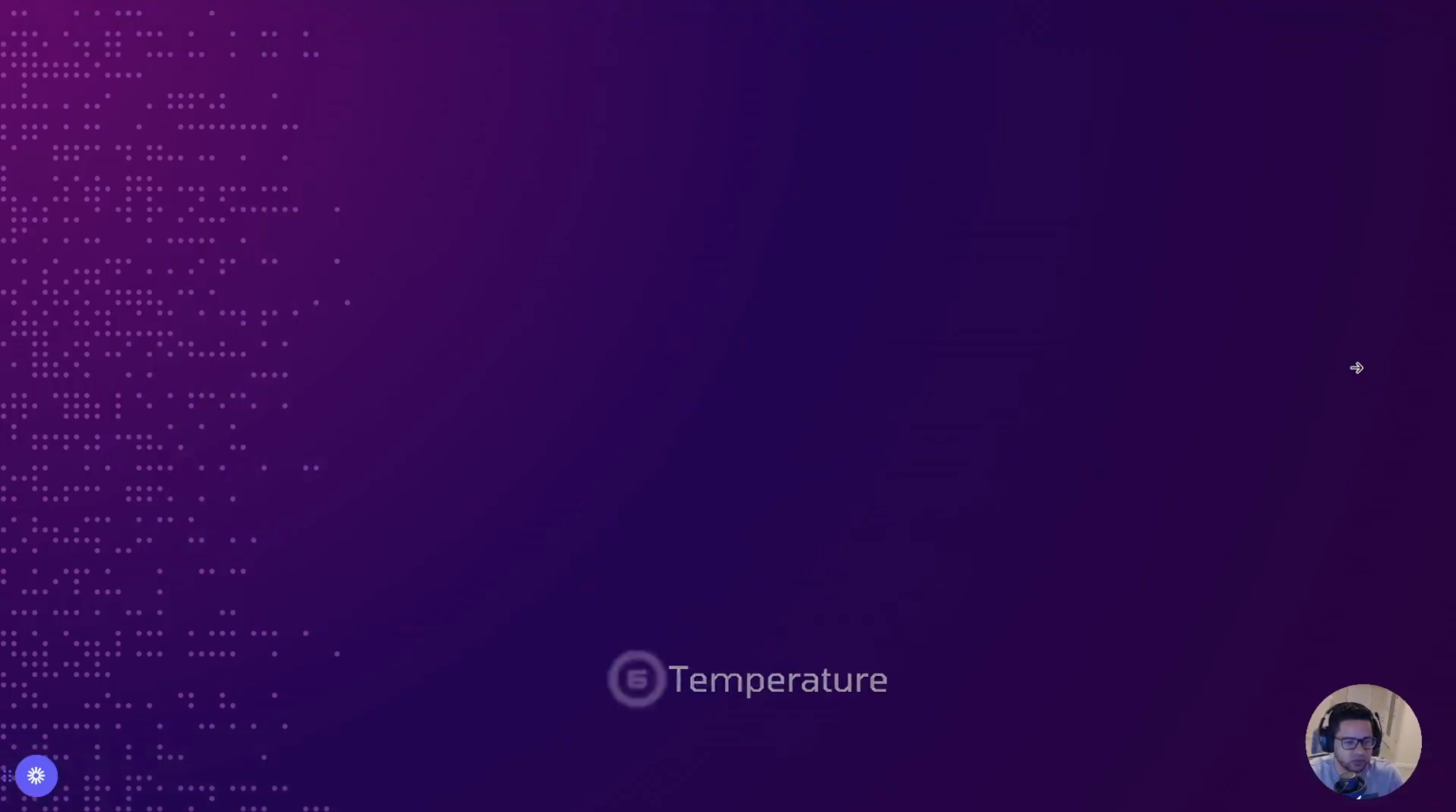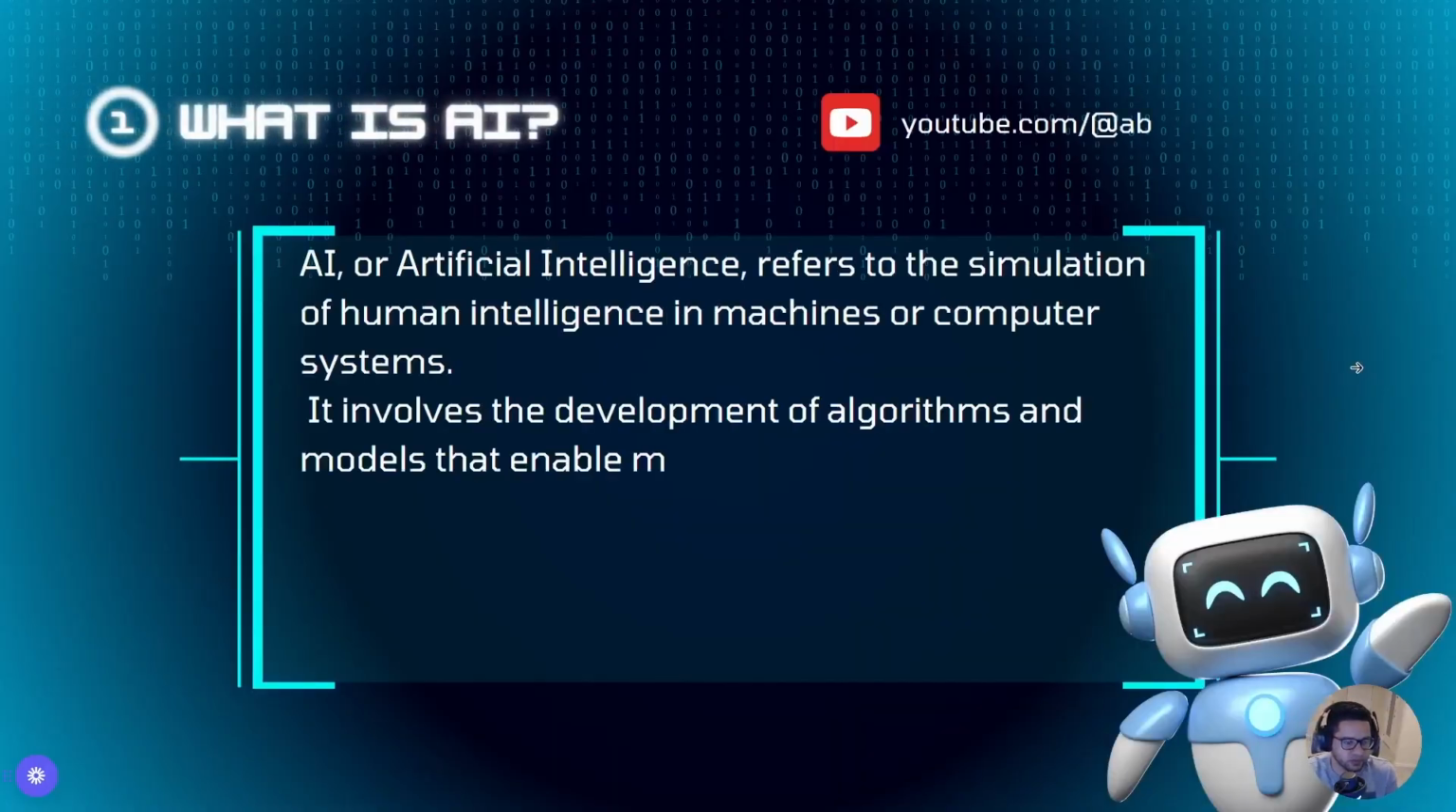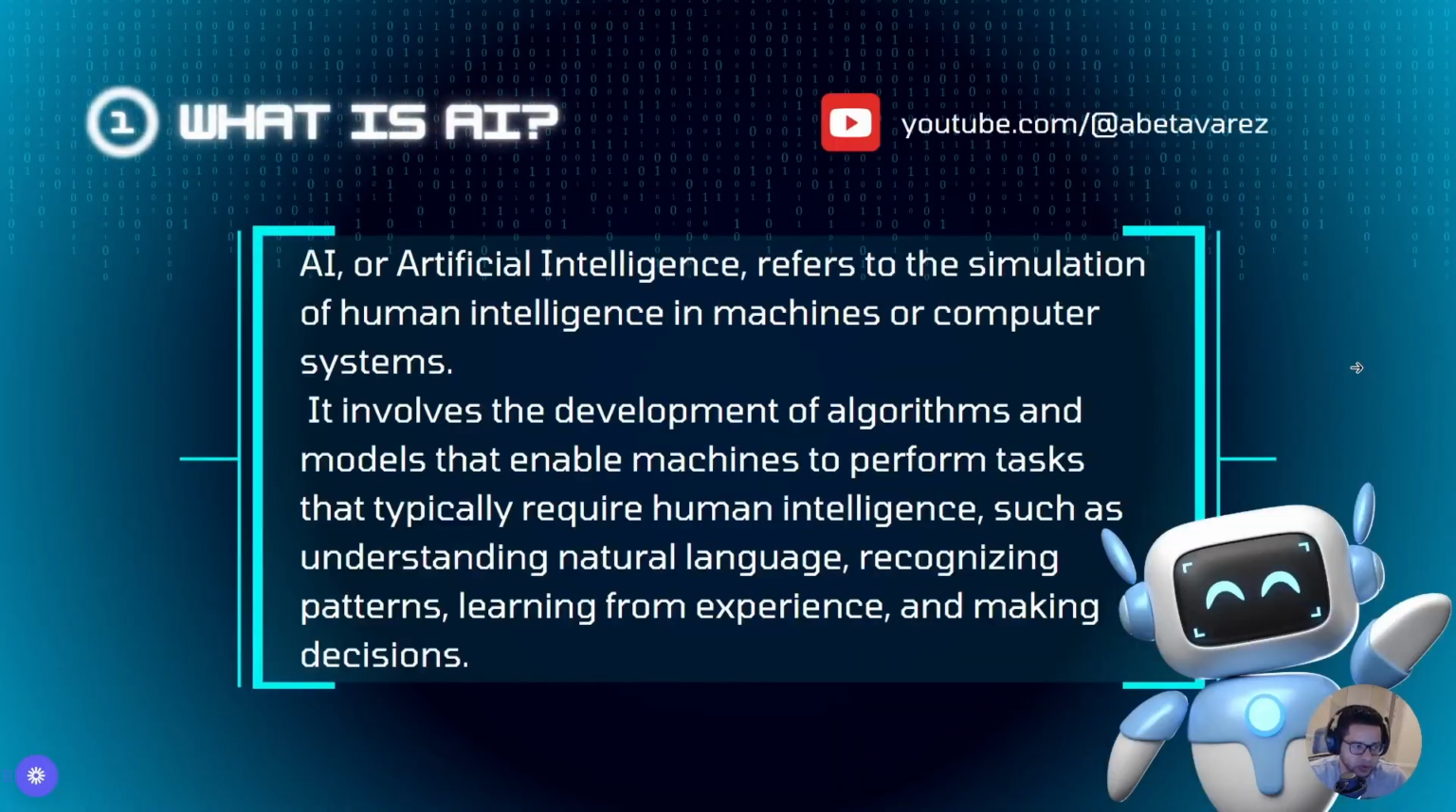Let's start with what is AI. As you probably know, AI, or artificial intelligence, refers to the simulation of human intelligence in machines or computer systems. It involves the development of algorithms and models that enable machines to perform tasks that typically require human intelligence, such as understanding natural language, recognizing patterns, learning from experience, and making decisions.